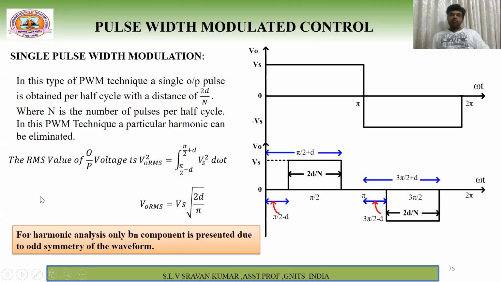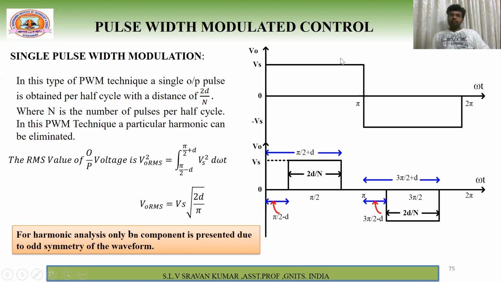Now for this waveform, if you want to find out the RMS output voltage, what happens? Vrms square is equal to the integral from pi by 2 minus d to pi by 2 plus d of Vs square d omega t. Here I have kept the square. So if you simplify, finally what you will get? V naught RMS is equal to Vs into square root of 2d by pi.